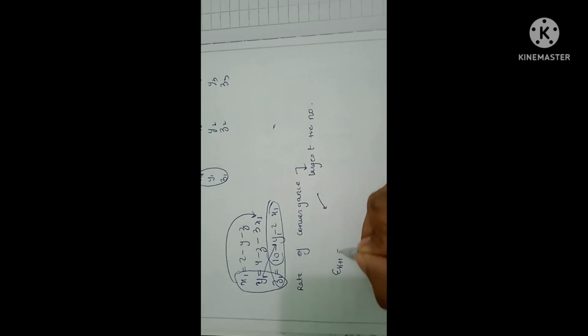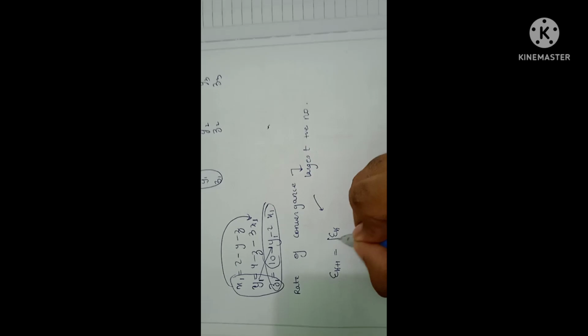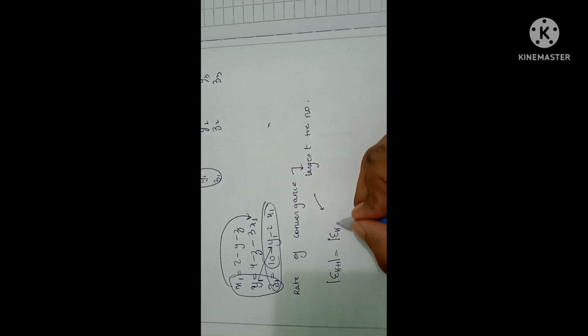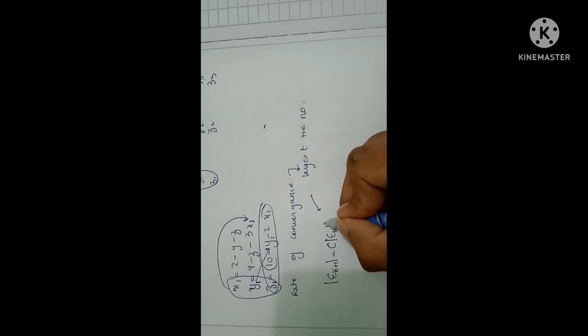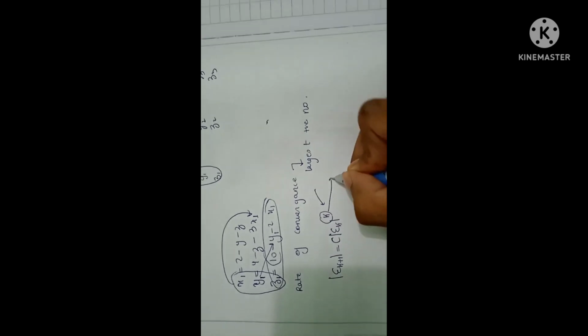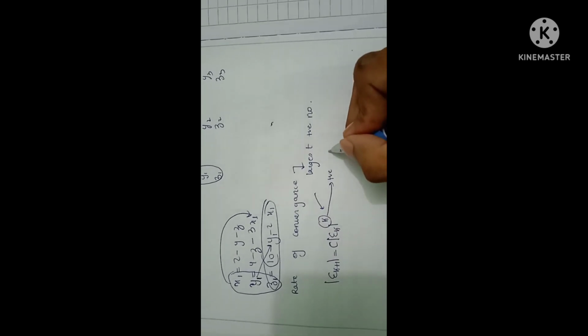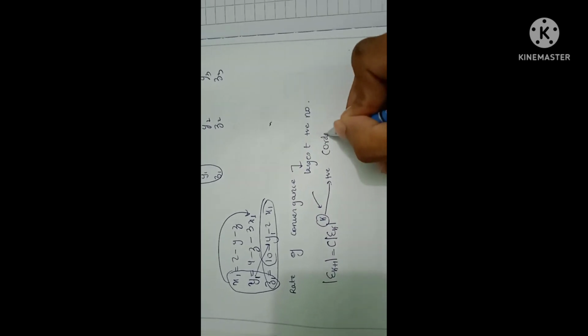|e_{k+1}| = C |e_k|^p, and this p is the largest positive number, which is also called the rate of convergence or order of convergence or rate.